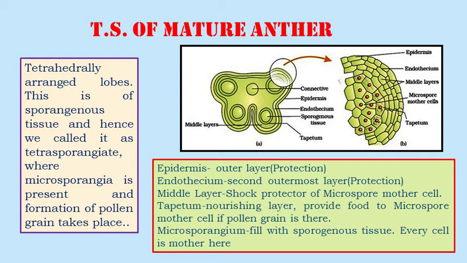So if pollen grain को भूख लगता है तब क्या करता है, ये जो टैपेटम है ये फूड प्रोवाइड करता है. ठीक है. Then after that we have microsporangium. Microsporangium is what? Here it is filled with sporogenous tissue, and every cell is a mother cell here. यहाँ पे सब सेल्स मदर सेल्स हैं. ठीक है, वो हम बाद में डिटेल में डिस्कस करेंगे.